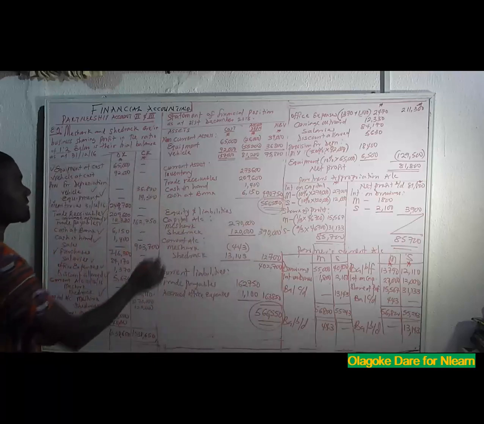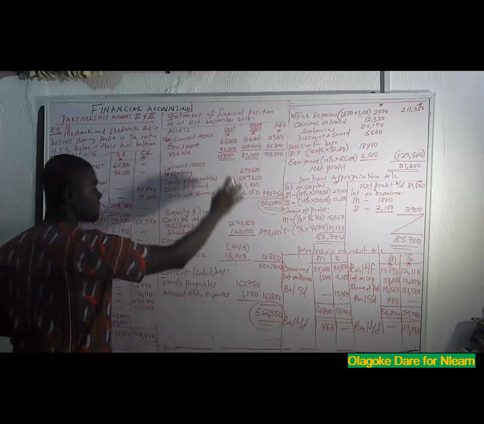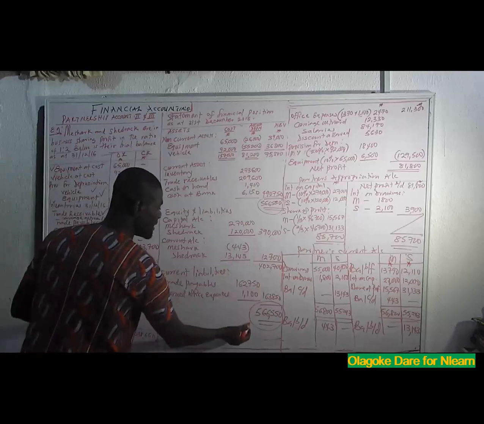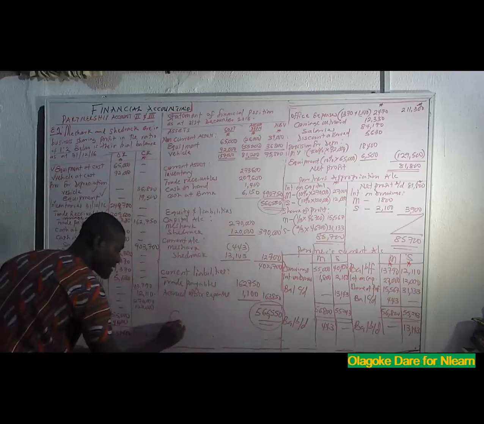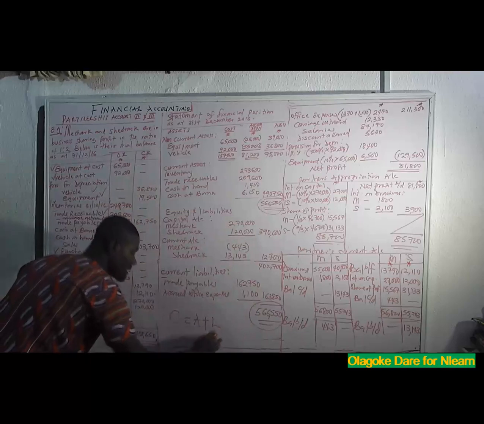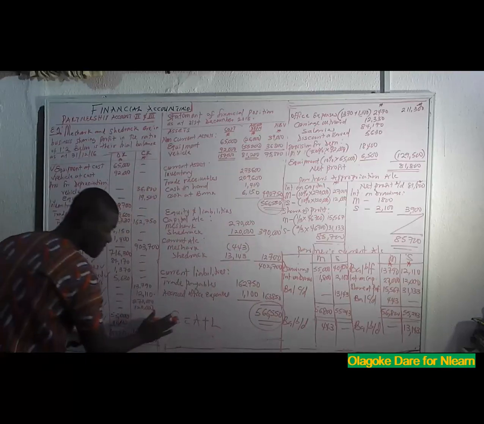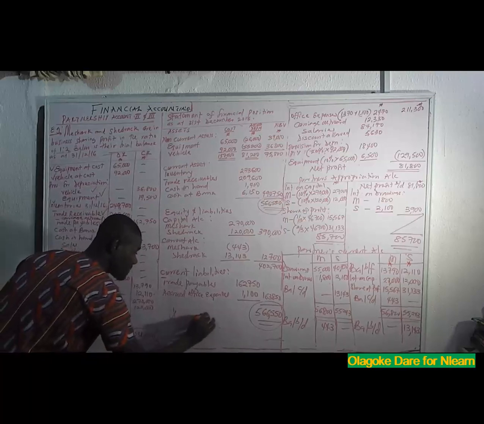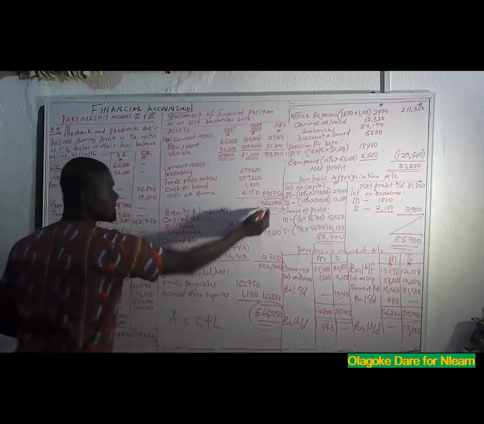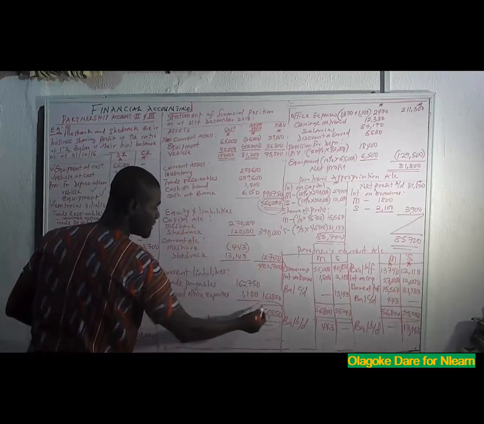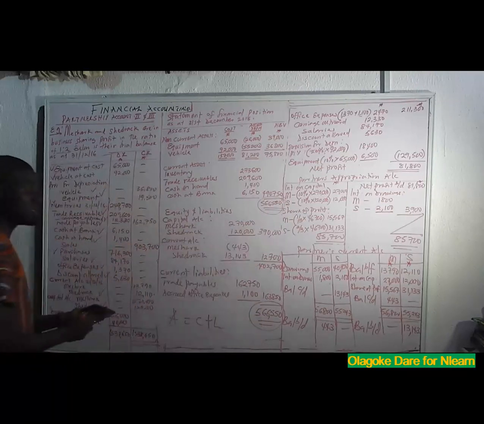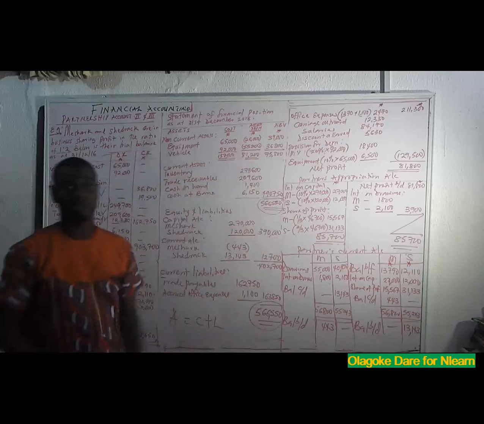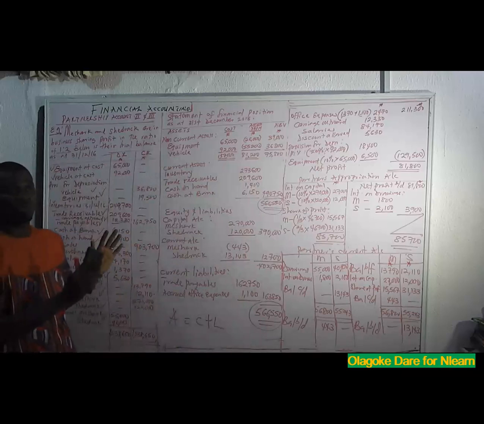So that makes it balanced. My statement of financial position is correct because my equity and liabilities are equal to my assets. Don't forget, my asset is equal to capital plus liabilities. So with this, my statement of financial position is intact, and you can see everything is correct. So you should have no issue in partnership accounts.